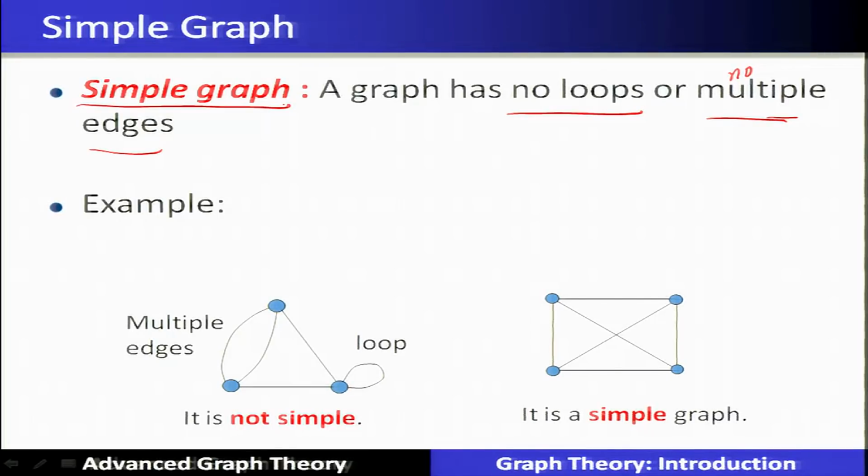So, in this example, on the right side, this is the simple graph. Why? Because it does not have any loop, nor does it have any multiple edges, hence it is a simple graph example which is shown over here.